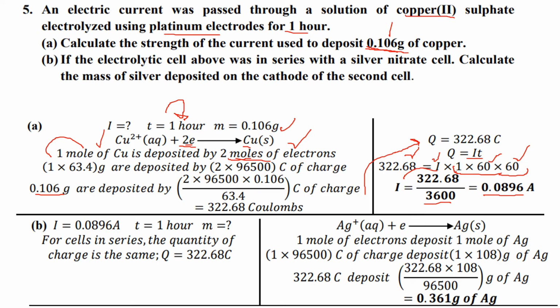Now looking at part B, you have been told that if the electric cell above was in series with a silver nitrate cell, calculate the mass of the silver that is going to be deposited on the cathode of the second cell.